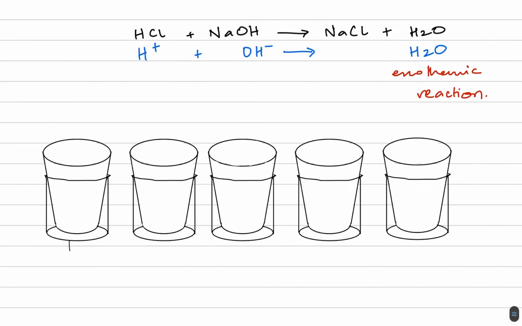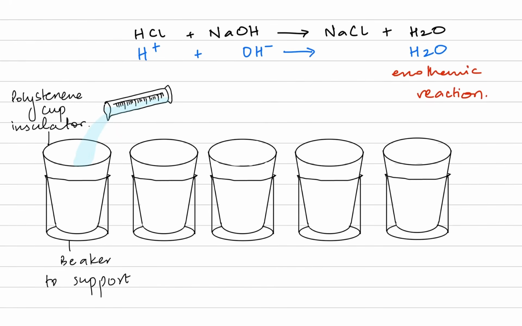Now imagine that I am taking a polystyrene cup and I'm supporting it on a beaker. I have 5 such setups. The beaker is there just to support my polystyrene cup. It's not there to contain the liquids. The polystyrene cup is the container where I will be collecting my acid and my alkali. It's a good insulator.